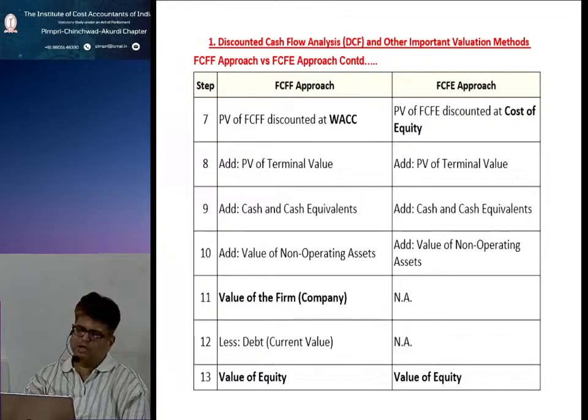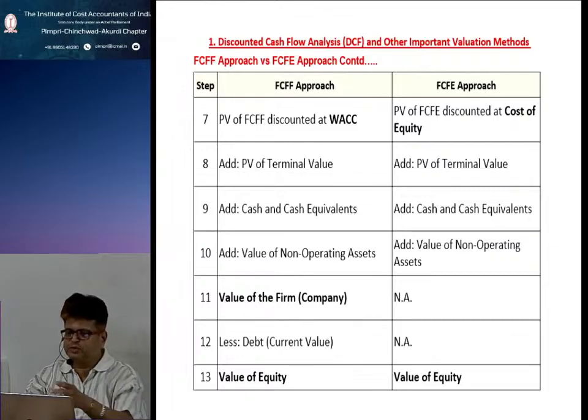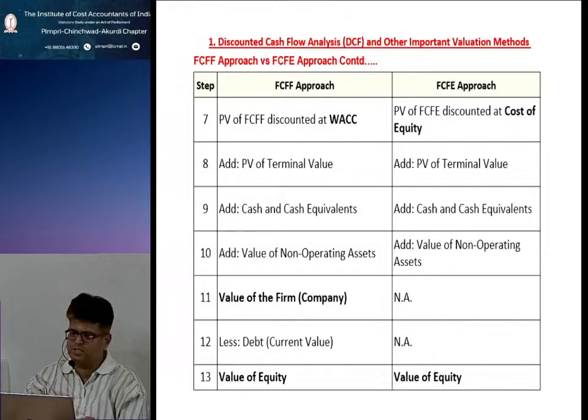Now these two last steps, that is 11 and 12, value of firm, because it's all about value of free cash flow from equity, therefore the value of equity. So that's the distinction between the two approaches in terms of value of firm and reducing the debt current value.